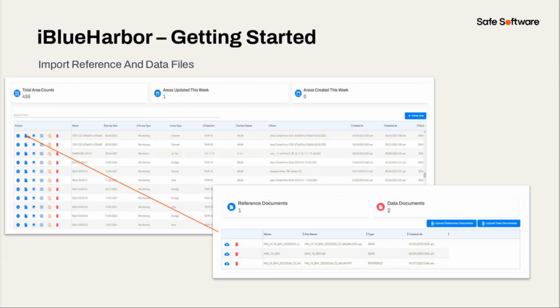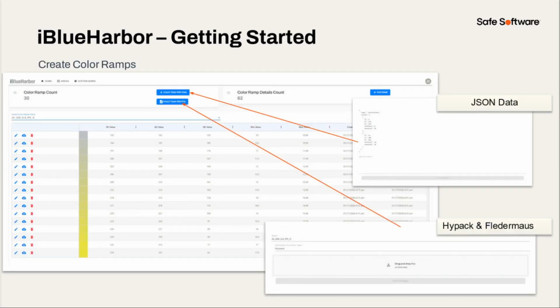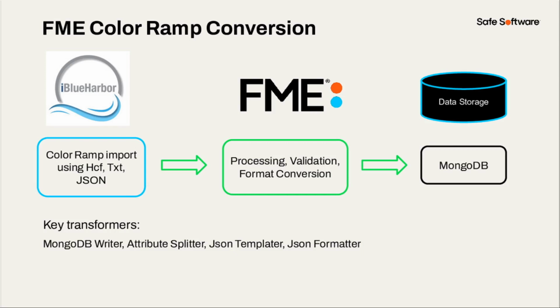So let me go back. And from there, you can upload color ramps. Right now, we support HiPack and Freedom Mouse. You upload it in here, and it just converts it and stores it in the back end so that it can be pulled up later when you create your layers, so you can have it styled by whatever color format you'd want for this particular area. It just shows what we're doing for that. We're importing the color ramps from the HIPS formats. It runs through FME and then it's stored in the back end in MongoDB for use later on when you go create your layers and pick your color ramps.